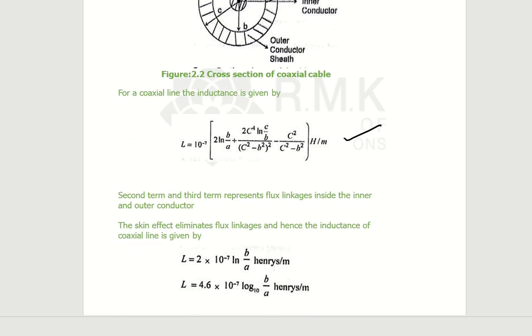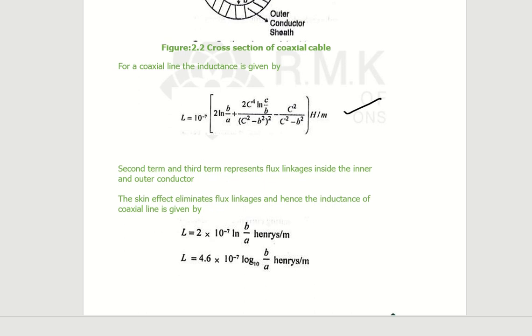The skin effect eliminates the flux linkages and hence the inductance of the coaxial line is given by L is equal to 2 into 10 to the power of minus 7 ln of b by a, and L is equal to 4.6 into 10 to the power of minus 7 log 10 of b by a. The ln function is converted into the logarithmic function. Here this is the formula: L is equal to 4.6 into 10 to the power of minus 7 log 10 of b by a.